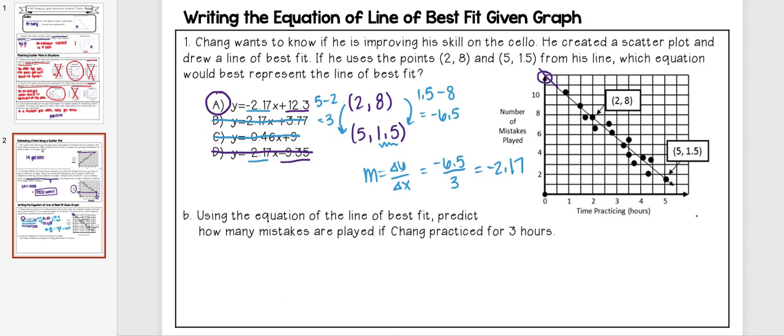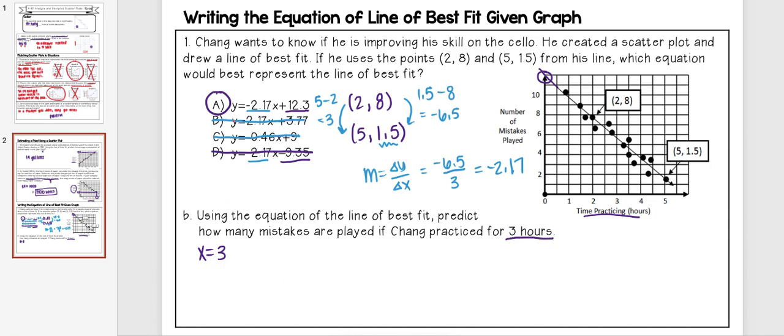Okay, and then for part B, it says to use the equation of the line of best fit to predict how many mistakes are played if Chang practiced for 3 hours. I'm given that it's 3 hours, so is that my x or my y? Looking here, I see time practicing in hours is my x, so I have that x is equal to 3. And now I'm going to use this equation up here to find how many mistakes are played then.